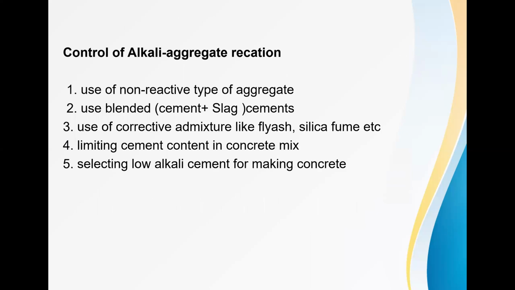Then how do we control the alkali aggregate reaction? First, we can use non-reactive type of aggregate. Second, we can use blended cement, that means cement plus slag cement. Third, we can use admixtures like fly ash, silica fume, etc. Fourth is limiting the cement content in the concrete mix. And fifth is selecting low alkali cement for making the concrete.